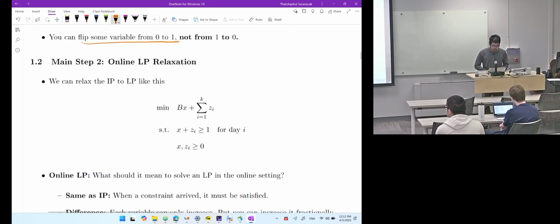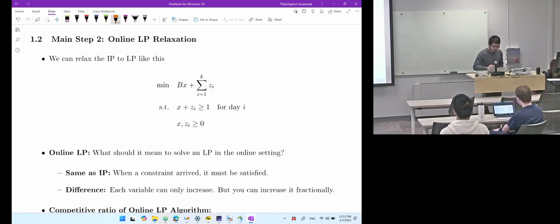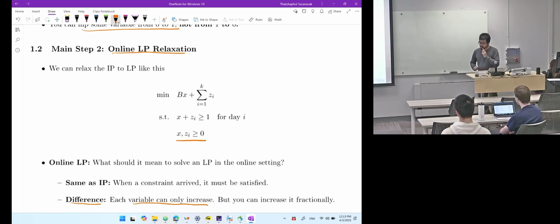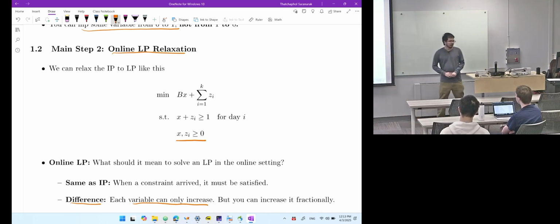So this is what we're going to do. We're going to relax it to the online LP relaxation, which is just relaxing the integrality constraint. And now the difference is that each variable can only increase, but you can increase it fractionally. What you have the same as the IP here is that the new constraints come one by one like before, and you don't know when it will finish. Good.